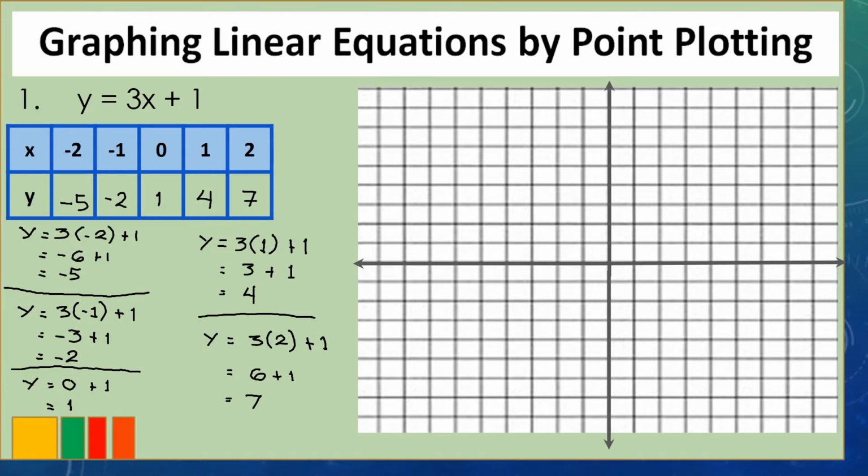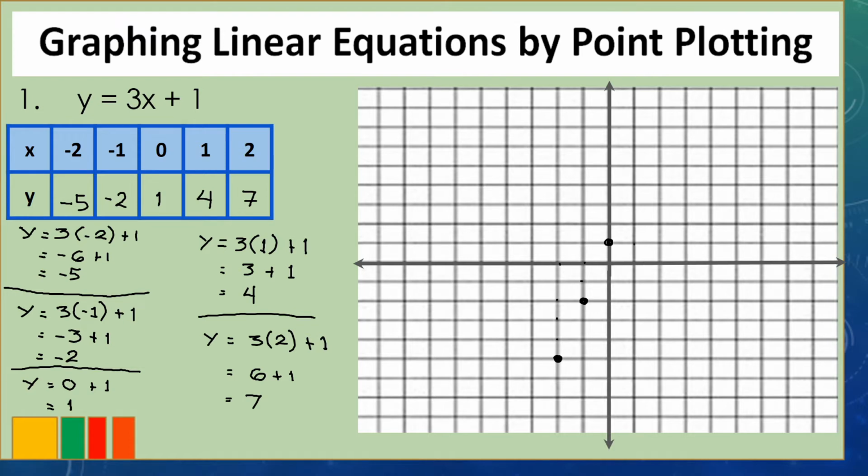So the first ordered pair that we're going to plot on our Cartesian plane is negative 2 and negative 5. So 1, 2, and the negative 5 going down: 1, 2, 3, 4, 5. So this is our first point. For our second point, we have negative 1 and negative 2. For our third point, 0 and 1.